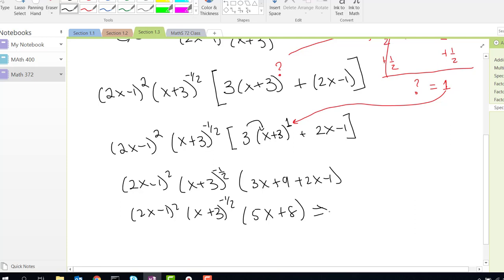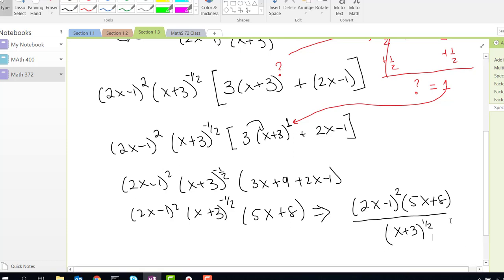And if you're asked to write using only positive exponents, that means that negative 1 half needs to go in the denominator. So my final answer with positive exponents will be (2x minus 1) squared times (5x plus 8), the whole thing divided by (x plus 3) to the 1 half, positive. WebAssign should allow the negative exponent answer as well, and if you want to get fancy, you can change that to the square root of x plus 3, and that should be allowed as well. I hope that helps answer that popular question from section 1.3. Well, it's something similar to this.